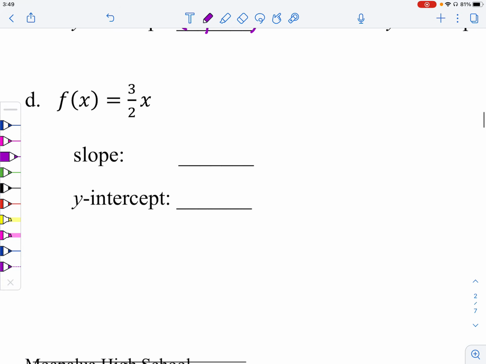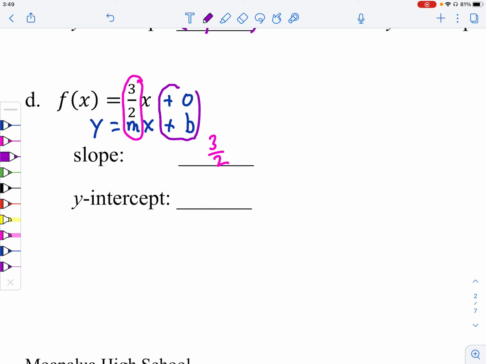This one, same thing. Compare y = mx + b. Match it up. So our slope, this one is 3/2. And our b, there's nothing there. So this is like plus 0, right? Because nothing is there. So your y-intercept is 0. So it's going to be (0, 0). Your origin.